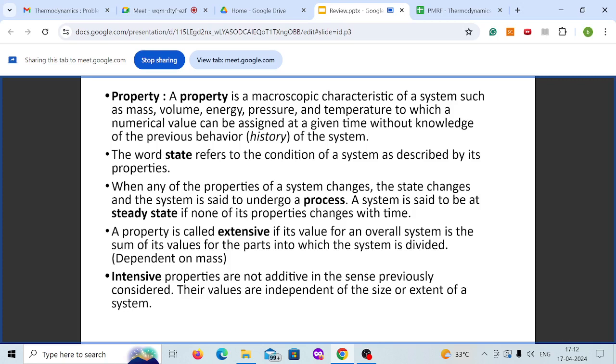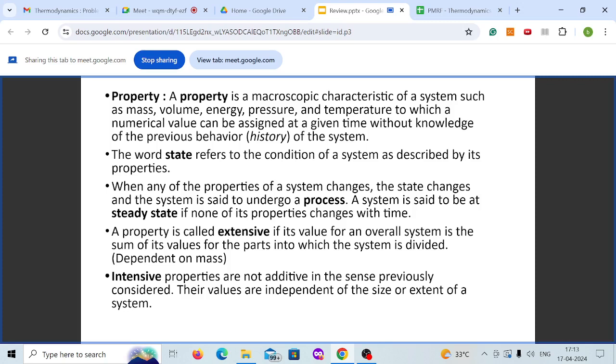Next is a property. Now we know a system, we know state, we know property, and this property can be of two types. One is called an extensive property and one is called an intensive property. So an extensive property is an overall system value, the sum of its values for the parts into which the system is divided. So it is dependent on mass. You can say extensive properties are mass dependent and intensive properties are independent of mass.